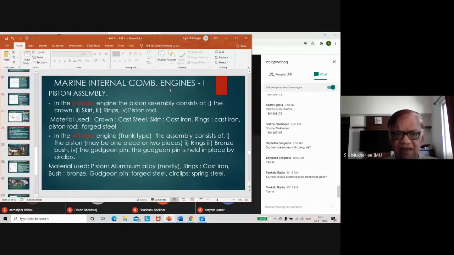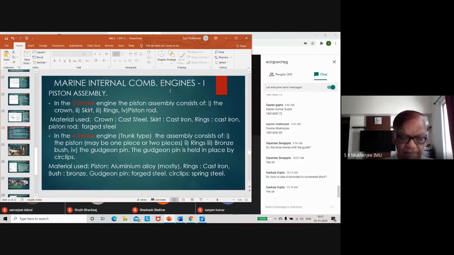If the engine has an inlet port and an exhaust port, then 1, 2, 3, 4 are valid. That means the skirt is required. If the engine does not have an exhaust port but has an exhaust valve, that means this engine has an inlet port and an exhaust valve, then you do not need a skirt.